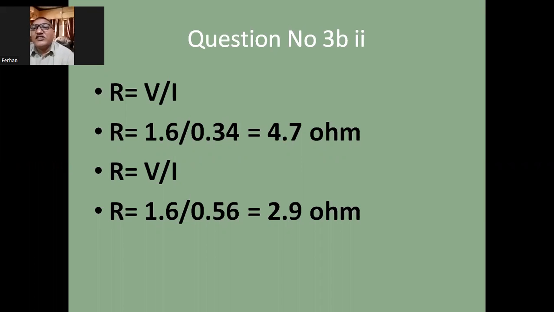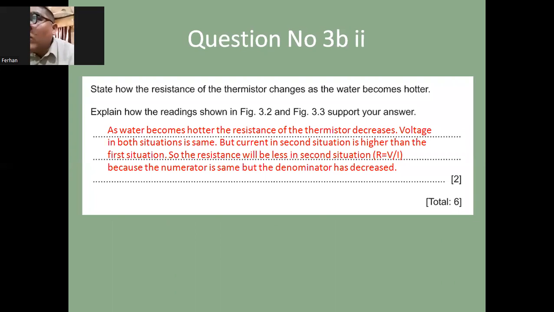In the second situation, the resistance will be V by I. The voltage is still 1.6, but the current has increased to 0.56. So that shows the resistance is 2.9 ohm. So 2.9 ohm means that the resistance has decreased. You see, this is how I've shown my readings, my calculations. So that's the actual answer.